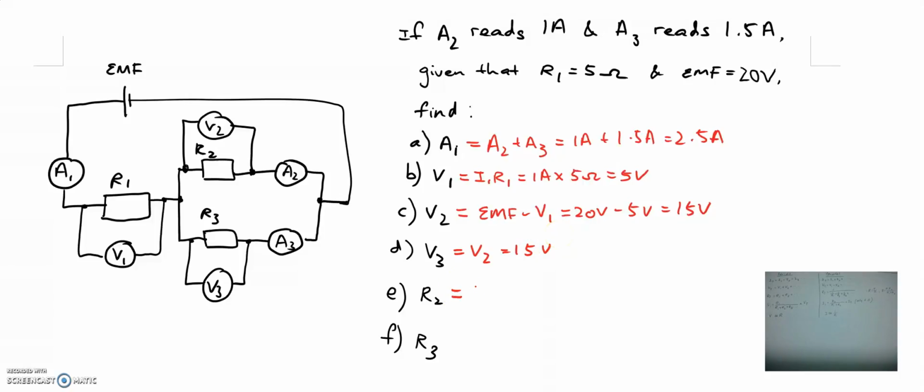So for R2, R2 equals V2 over I2. So we know V2 is 15 volts. I2 is given to us as 1 ampere. Therefore, R2 must be 15 ohms. Likewise, R3 equals V3 over I3. V3 is 15 volts. I3 is 1.5 ampere. So we actually have 10 ohms.